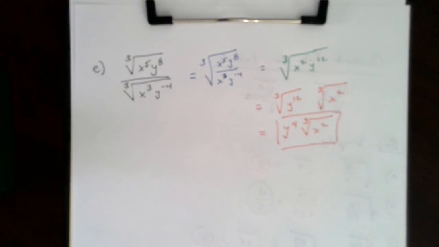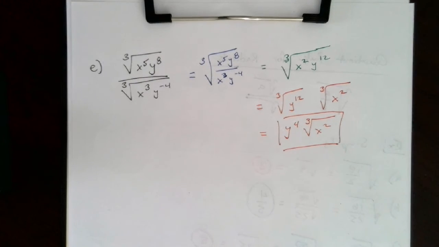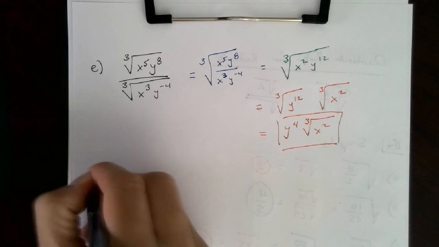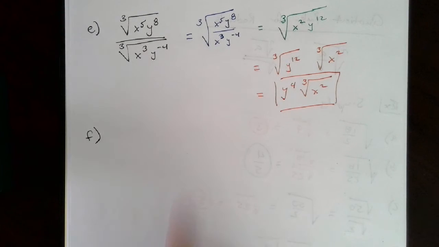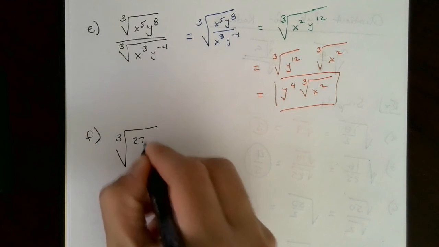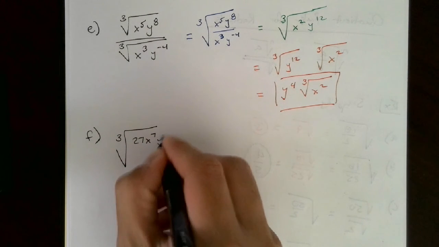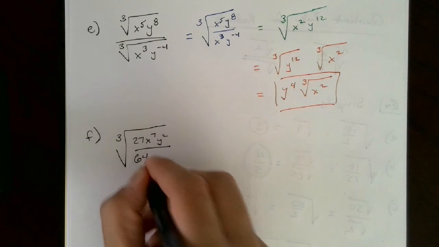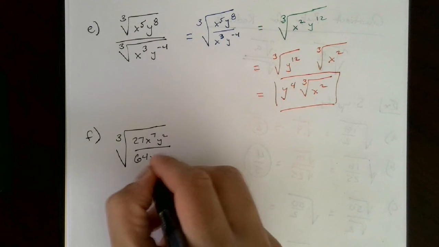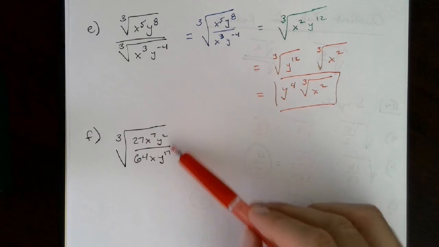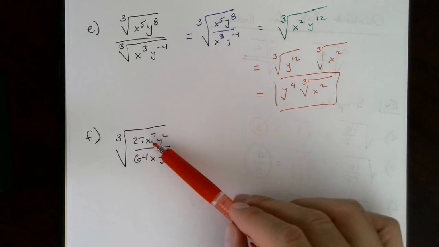And we'll take a look at just one more here. I'll call this one letter F. So if we're asked to simplify this one, the cube root of 27x to the 7th, y to the 2nd power, over 64x y to the 17th. So if you're thinking about simplifying this, the first thing you should ask yourself is, is everything inside here a perfect cube, making this a perfect cube.